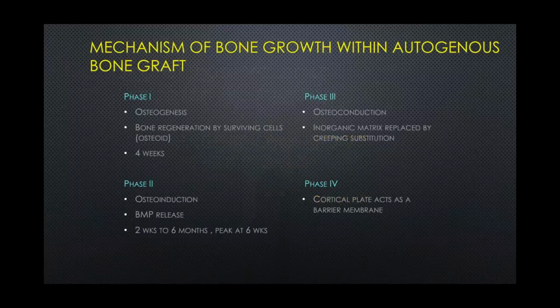and creating socket grafting. Okay, the mechanisms of bone growth, just to be complete, phase 1 is your osteogenesis part. We have some surviving cells that will proliferate. Phase 2, we have BMPs released. This typically happens over a couple weeks to about a month, a couple months, and this is the osteoinductive phase. Bone cells are coming in and forming new bone matrix. Phase 3 is the osteoconduction phase, where we have this inorganic matrix that we're just kind of forming in phase 2, and that's replaced through a process called creeping substitution, where we're replacing with new bone from the patient's body. And phase 4, we're getting the actual development of that solid bone.